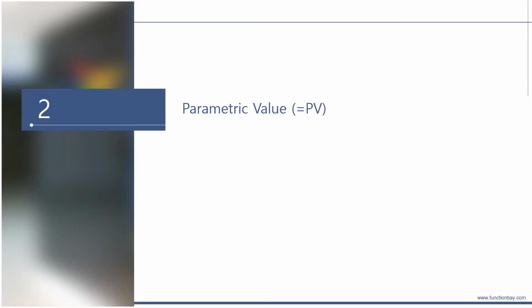Now let's focus on parametric value. Since the wording parametric value is too long to pronounce, let's call it PV from now on. Similarly, parametric point will be called PP.